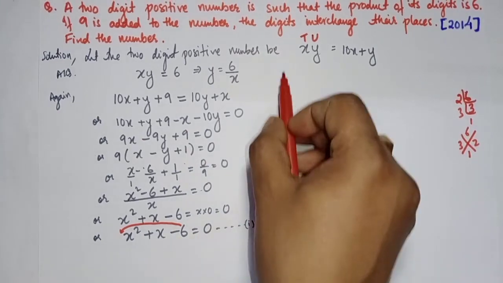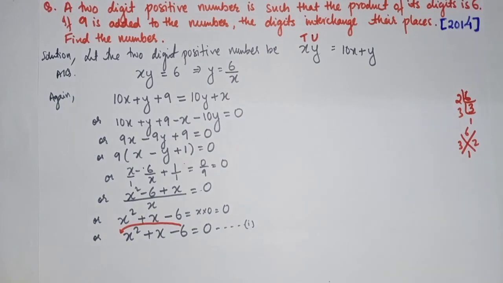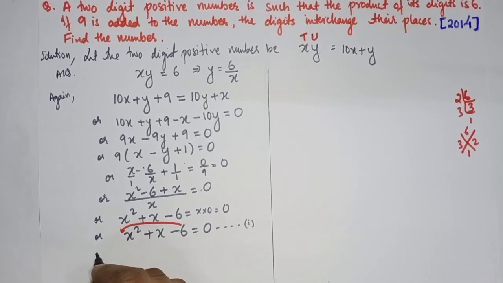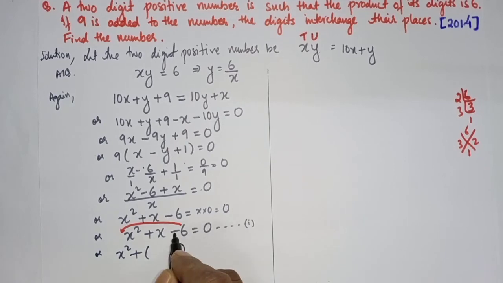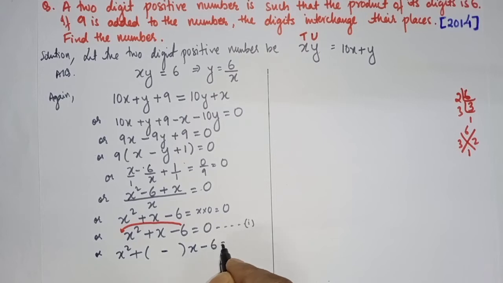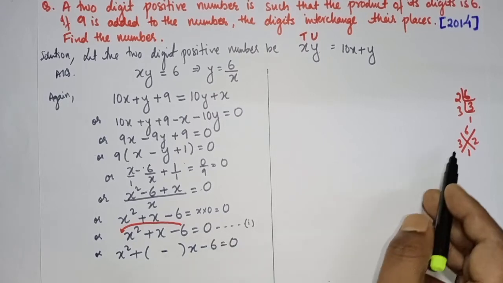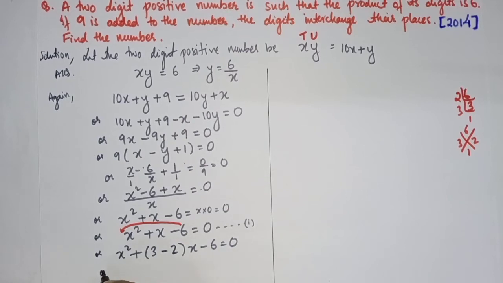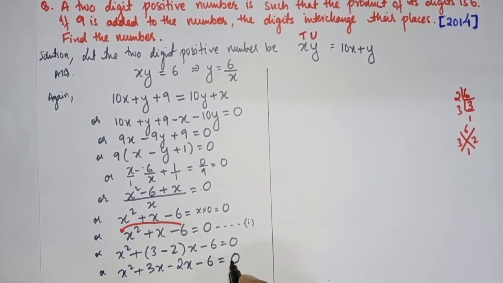Now I'll do it on this side, breaking the middle term. Always you will write like this: x square plus, we are breaking the middle term, here it is 1, so I am breaking it like this. If there is minus in the middle, there will be minus. Minus 6 equals 0. Just now I got 3 minus 2. So x square plus 3x minus 2x minus 6 equals 0.